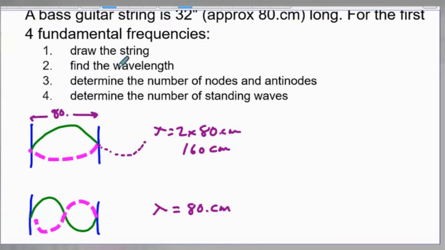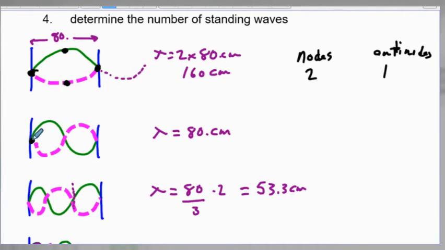Okay, so I've drawn it. I've got the wavelength. How many nodes and antinodes? Okay, the first one has a node at the start and at the end. So there's 2 nodes. The antinodes, well, there's 1 there. And this one here is essentially the same antinode. So I'm going to say there's 1 antinode there. It's in the same location of the wave.